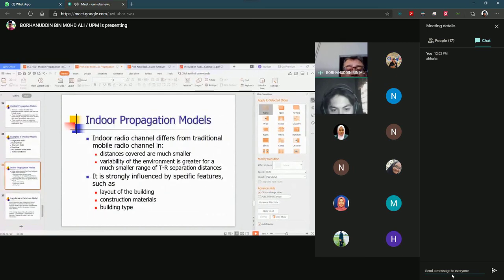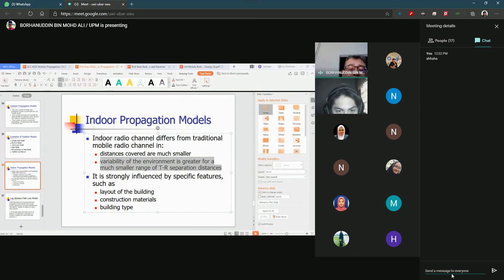Indoor radio channel differs from the traditional mobile radio channel in that the distances covered are much smaller and the variability of the environment is greater for a much smaller range of TR separation distance. So this is a characteristic of indoor. They're bound to be much smaller. It is strongly influenced by factors such as the layout of the building, construction materials, and building type. So some buildings have lots of little rooms, and rooms vary according to the wall. A brick wall is different, a glass wall is different, some board is different. Construction materials, whether it uses bricks or wood or even steel. Okay, so these are the parameters.